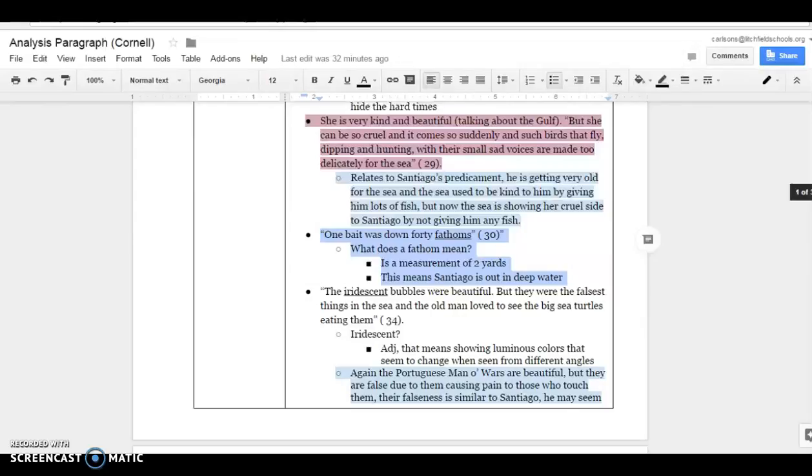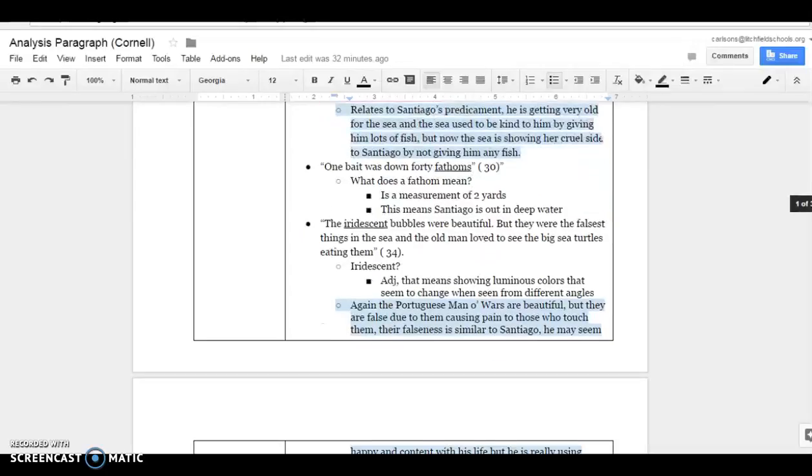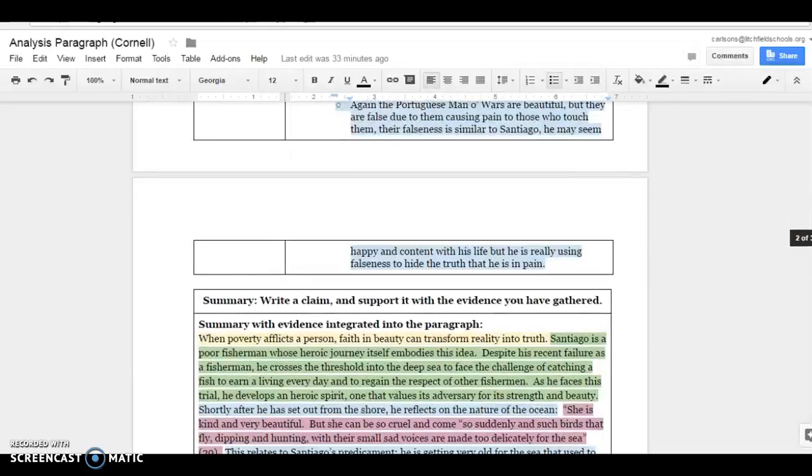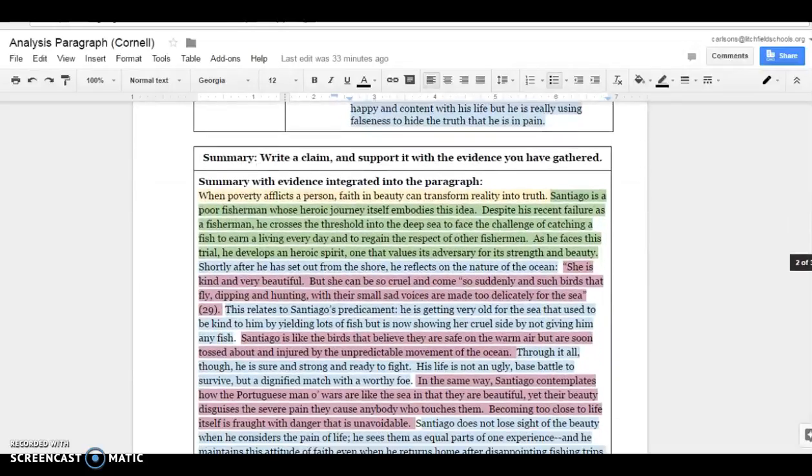Again, with the definition of iridescent, we find out that the man-o-war, the Portuguese man-o-war, which is a very large jellyfish, is beautiful, but it's deadly. Just by looking up iridescent.